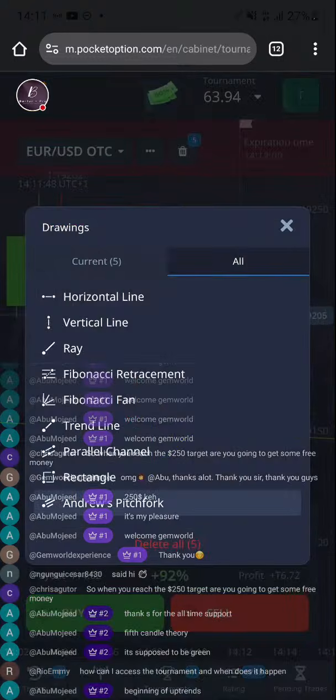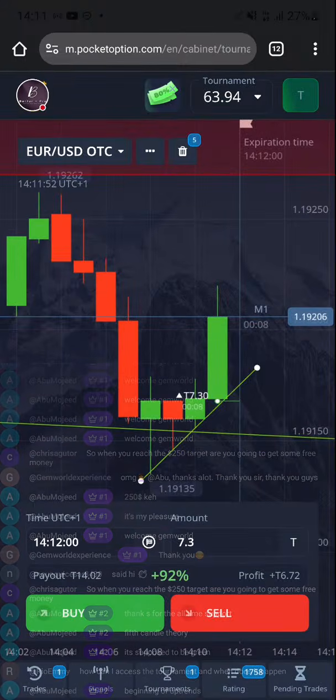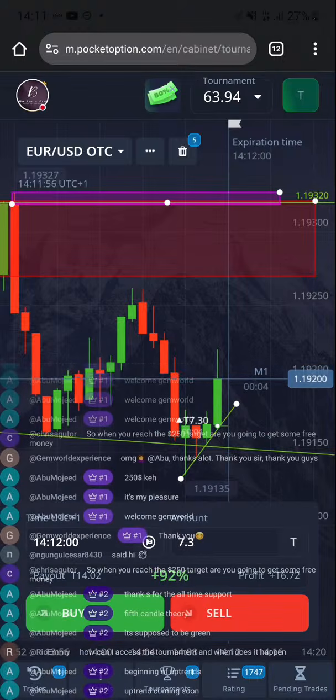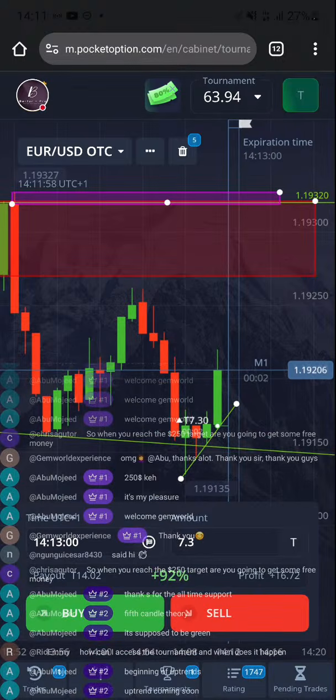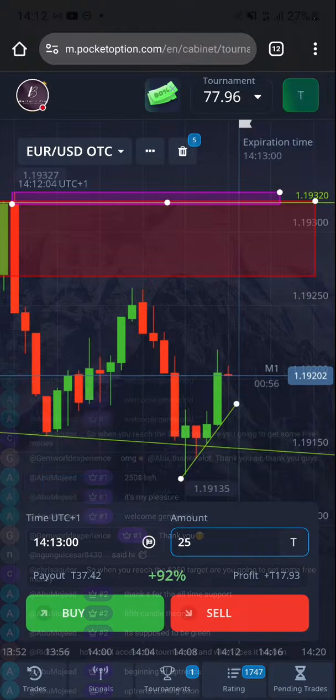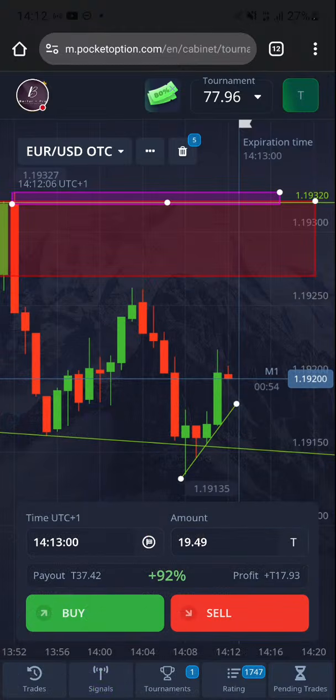How can I access the tournament? Now, if you're using the app, you cannot access the tournament. That's what I've observed. Some people told me that they have the app, but they cannot access tournaments. You will need to use Chrome. I think it works with the browser. That's one way to access the tournaments.